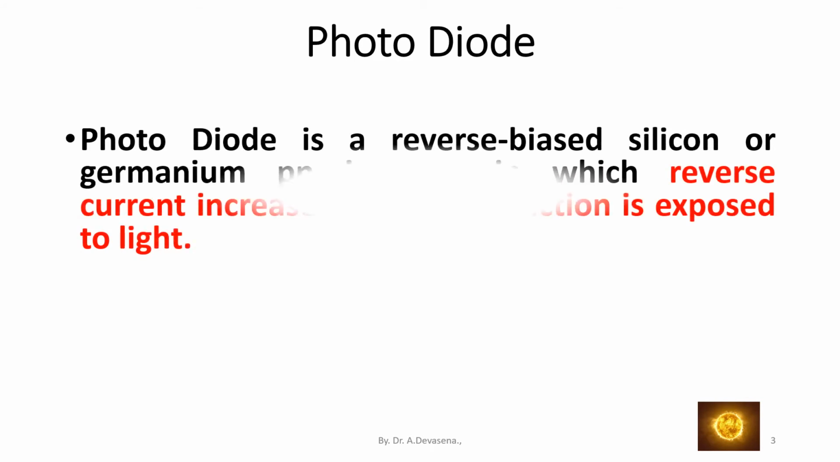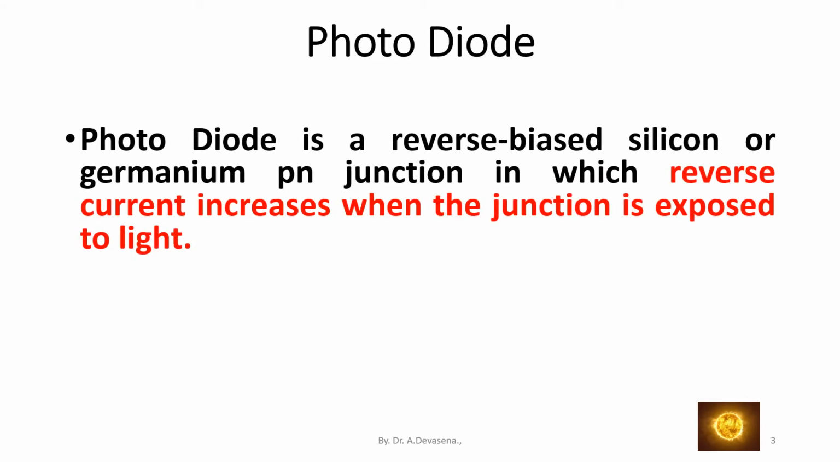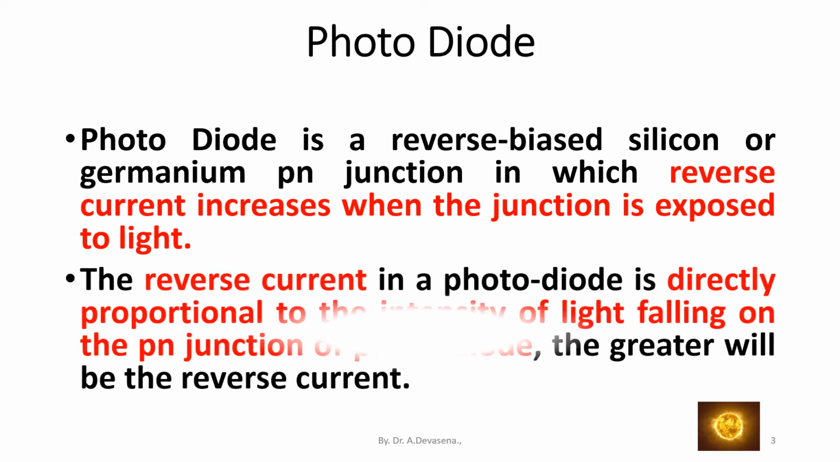Photodiode is a reverse biased silicon or germanium p-n junction in which reverse current increases when the junction is exposed to light. The reverse current in a photodiode is directly proportional to the intensity of the light falling on the p-n junction of photodiode. The greater the intensity, the greater will be the reverse current.